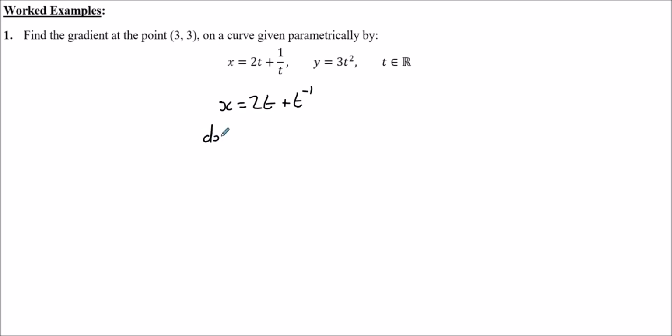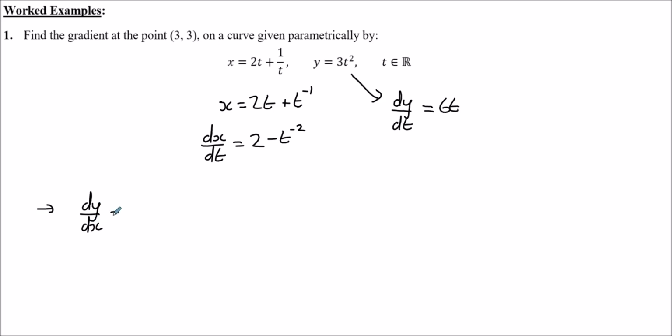So therefore, differentiating x with respect to t, 2t becomes 2, t to the minus 1 comes to the front, so I get minus t, and we knock 1 off the power: minus 1 take away another 1 gives us minus 2. And from y being 3t squared, obviously we can see that dy by dt, that's very easy to differentiate, just gives us 6t. So therefore, dy by dx, using the result we had before, is dy over dt divided by dx over dt.